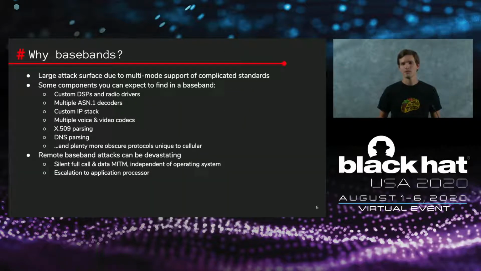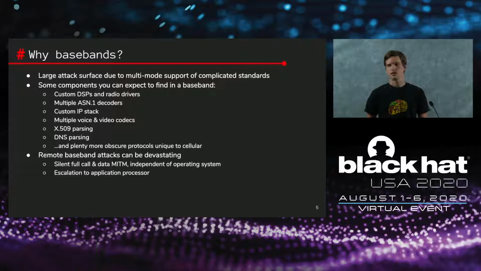So why basebands? Well, basebands have a lot of attack surface. As I said, they support the 2 through 5G protocols, which are really complicated. Some of the things you can find on basebands include custom DSPs, ASN1 encoders, possibly auto-generated or written by hand, custom IP stacks, voice and audio codecs, X509 parsing, DNS parsing, and a ton more. The more you look, the more you find. Some things are really obscure and unique to cellular. Some things are things you'd only expect to find on a desktop.